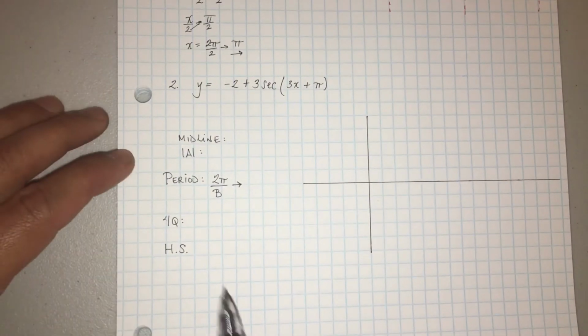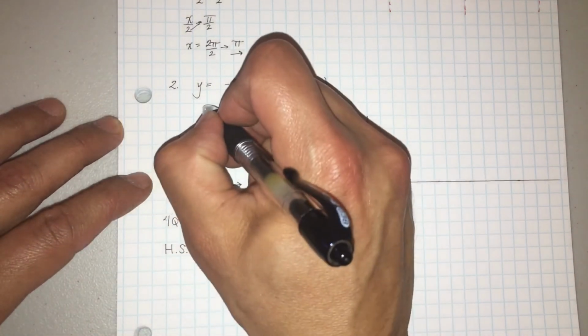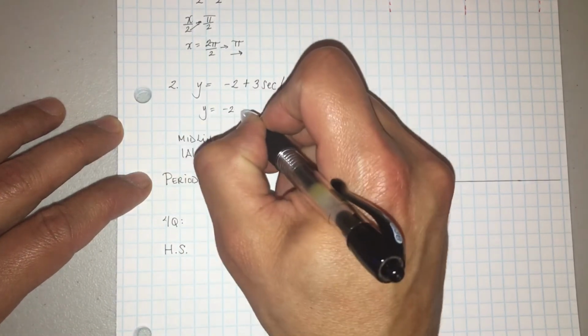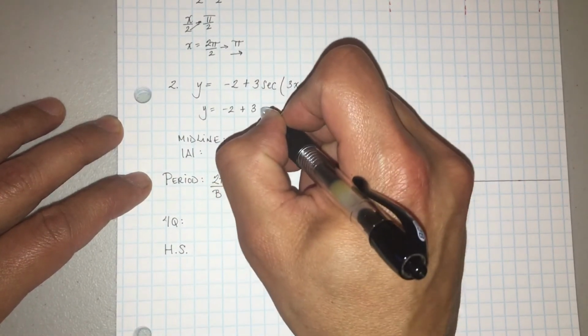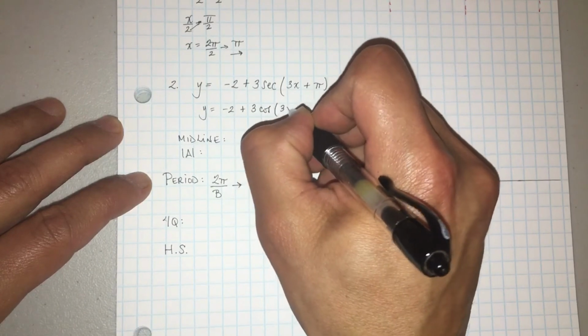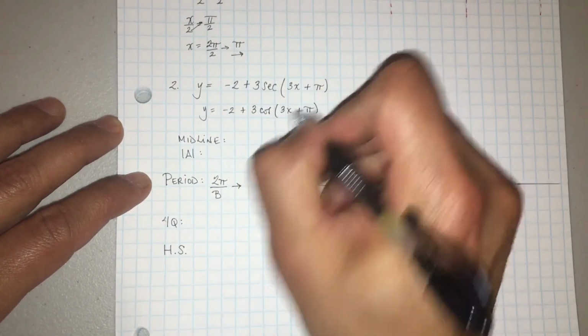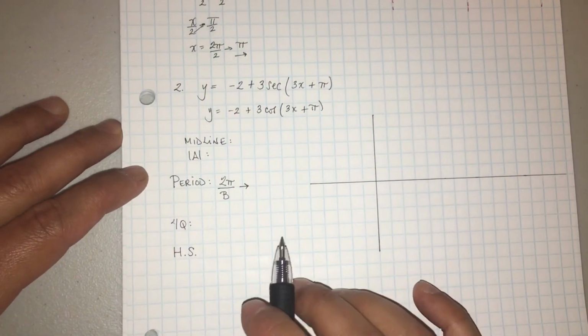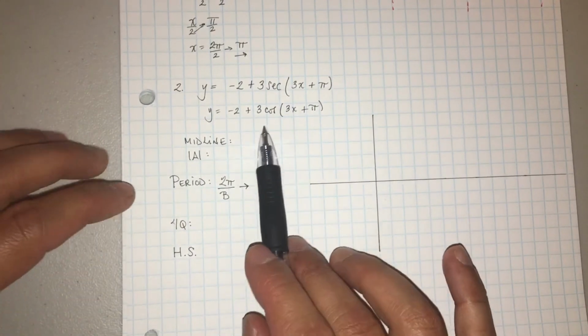All right, let's go ahead and do another one. For this one, same thing, secant. Well, we're not going to graph secant. We are going to graph cosine first. Okay, 3x plus pi. And then we'll continue. We'll graph this one and we'll flip it.